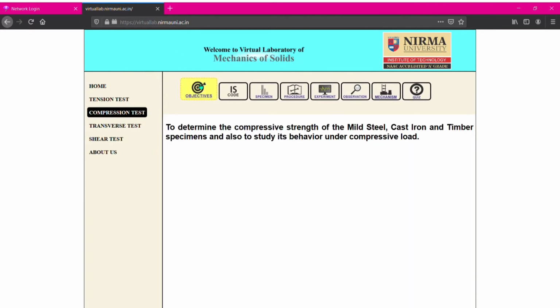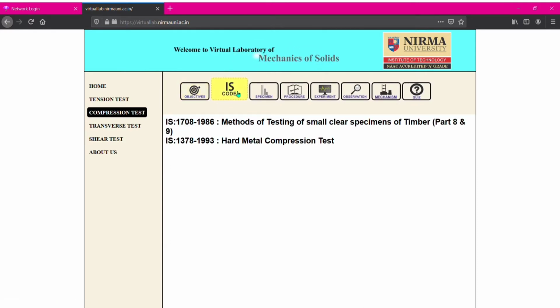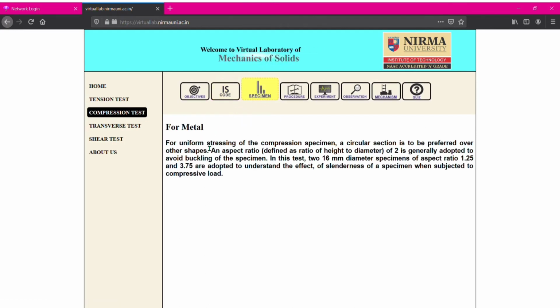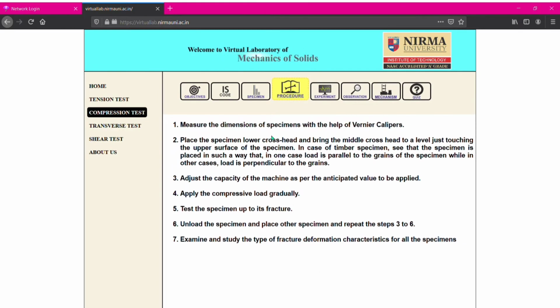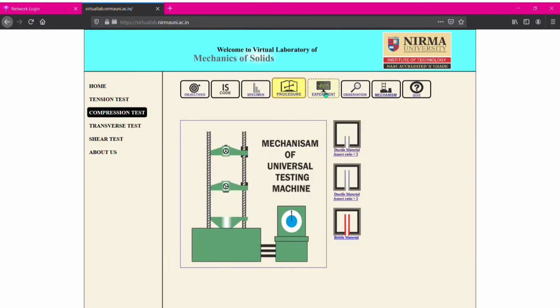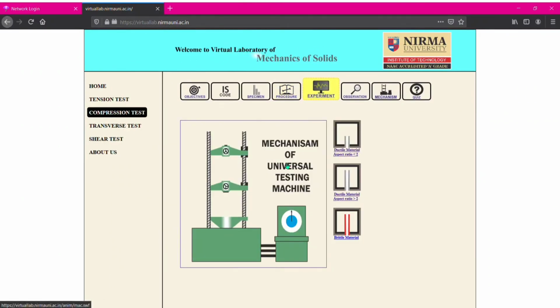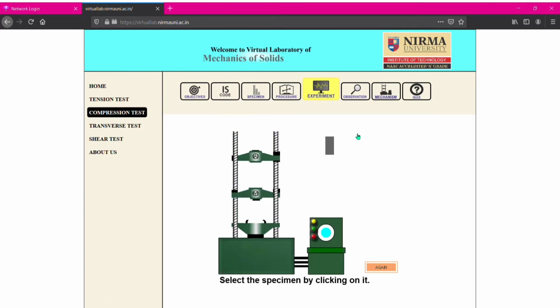Now that you have understood the mechanism of universal testing machine, let's jump into our first experiment, and that is compression test. We have put the objective and relevant IS code, how you prepare the specimen for different types of material, that is ductile and brittle, as per the aspect ratio. We have also prescribed the procedure to be followed in a real laboratory, and here we have the experiment. You already know the mechanism of universal testing machine, so let's select ductile material with aspect ratio, that is length to diameter ratio, less than 2.